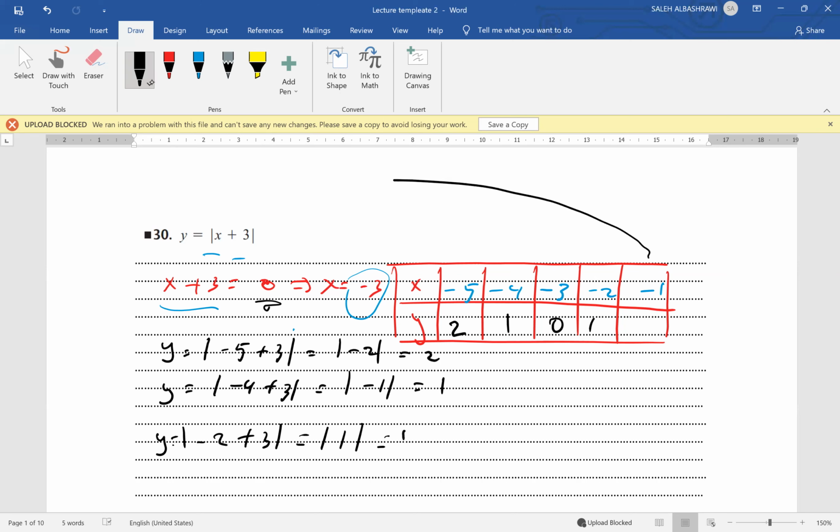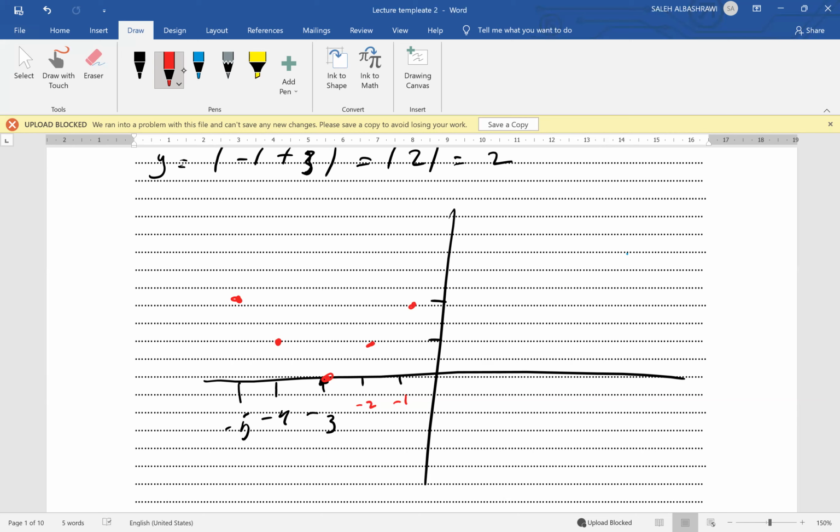I have minus 3, 0. This is 1 and 2. Minus 5 and 2. Minus 4 and 1. Minus 3 and 0. We have minus 2 and 1. Minus 1 and 2 again. The graph is taking the V shape. This is the graph of this equation, y equal to absolute value of x plus 3.